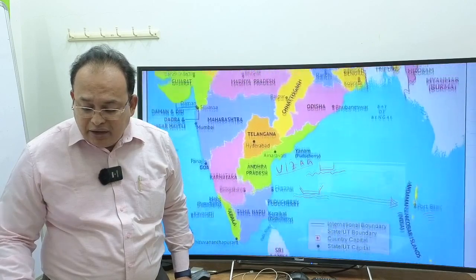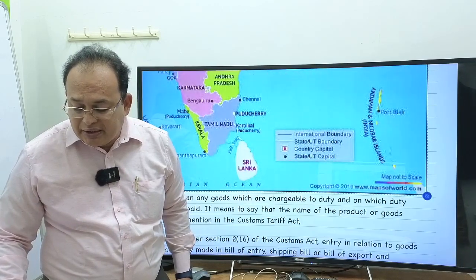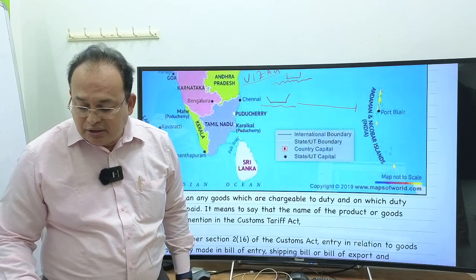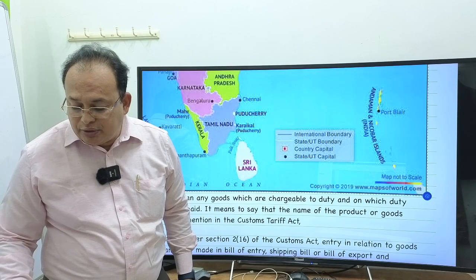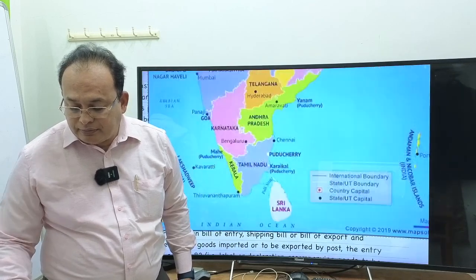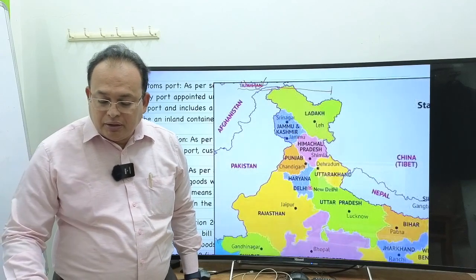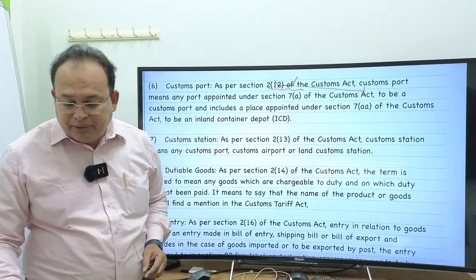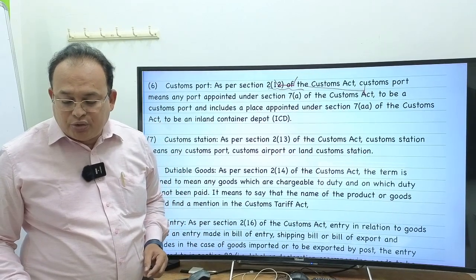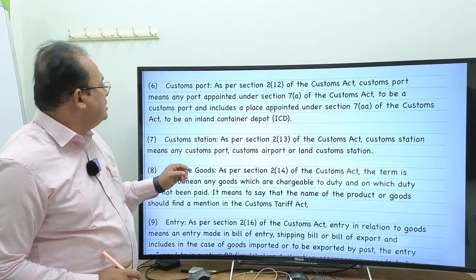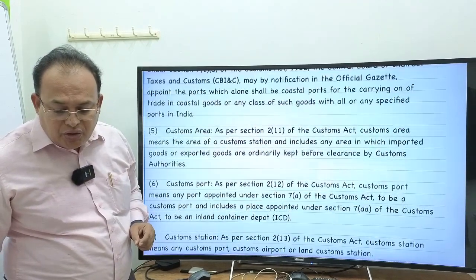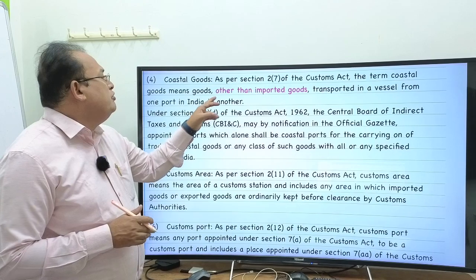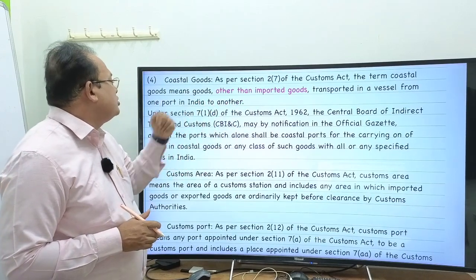which are not going to be levied any kind of duty, my dear friends. There won't be any duty on such goods. So my point here, my dear friends, is that coastal goods are those goods which are moving from a port in India to a port within India without payment of import duty. Import duty does not arise on such coastal goods.